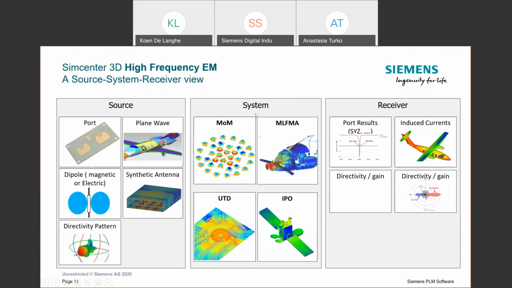The system is solved, and then you can look at results. And typically, for our application, we look at port results. For example, for antenna, S, Y, Z parameters, coupling between antenna ports, EMI, and so on. You look at induced currents in antennas, in aircraft, and so on. You can look at directivity patterns, and so on. So this is a bit the overview of technologies we offer.